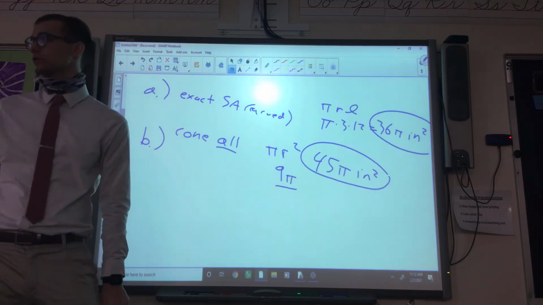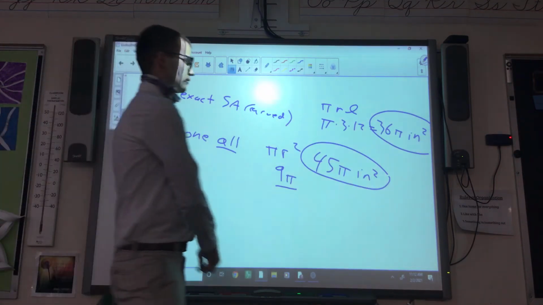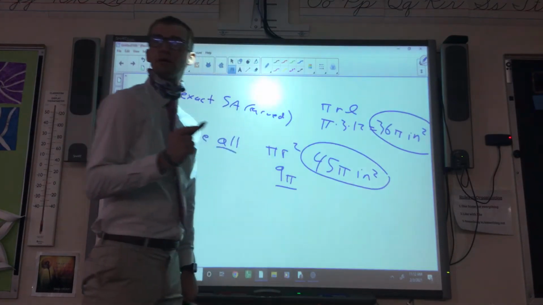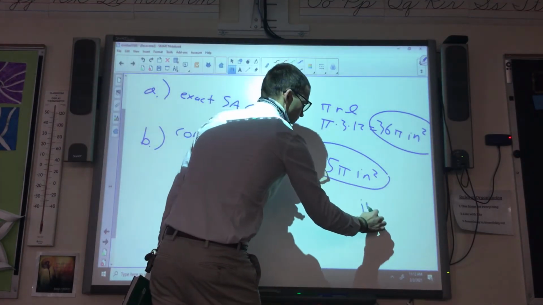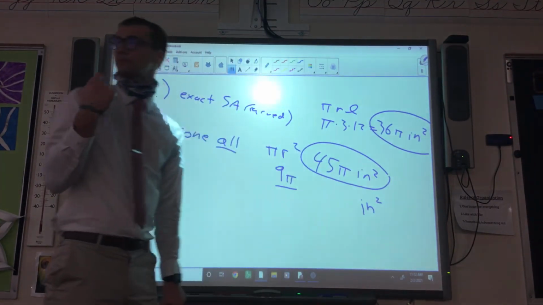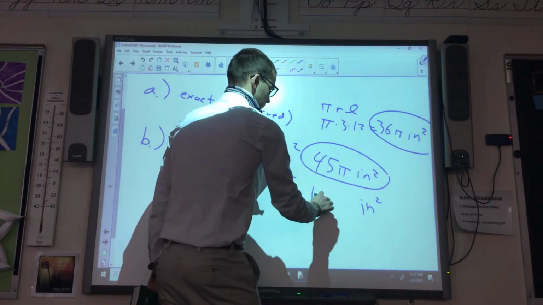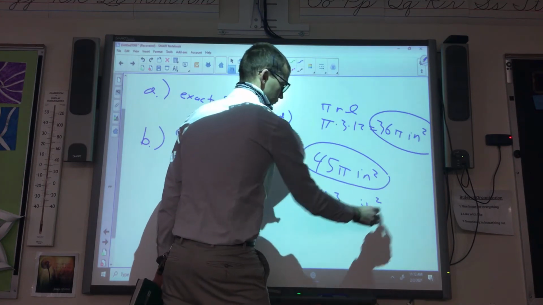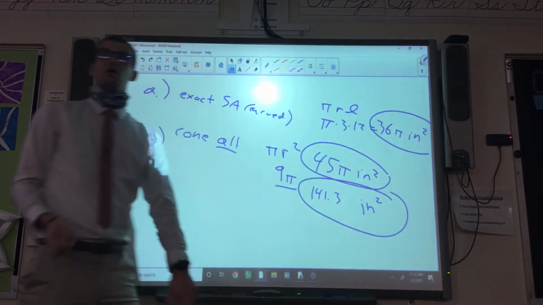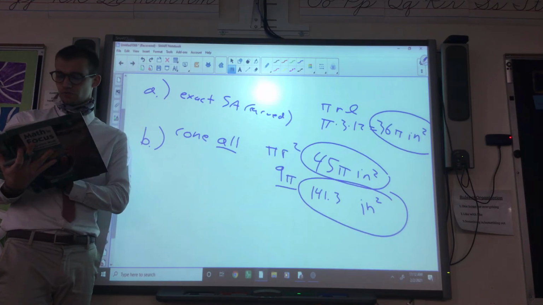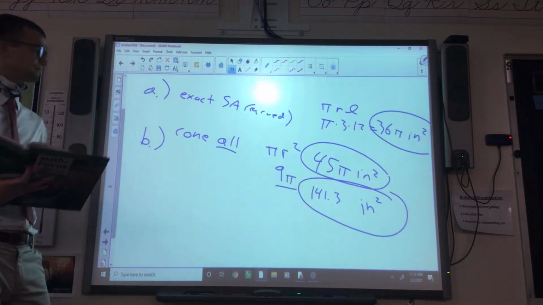This is when you use your calculators and you get times 3.14. There you go, 141.3 inches squared, which my book confirms is the right answer.